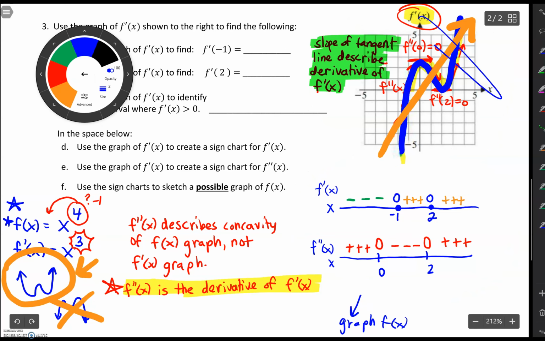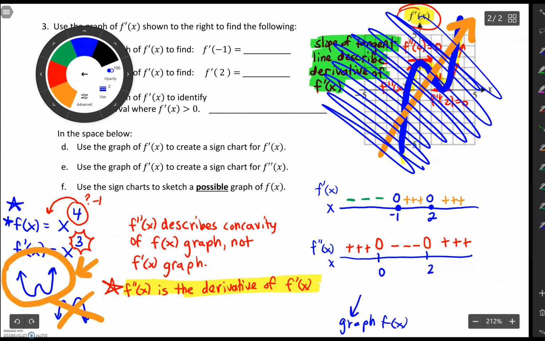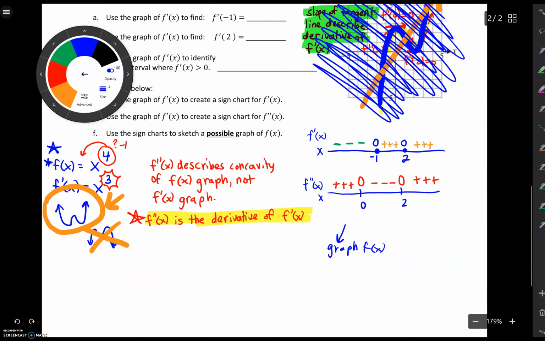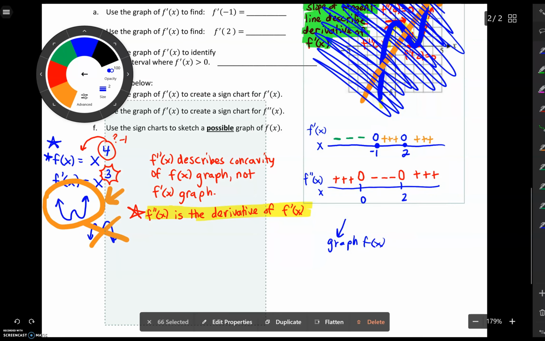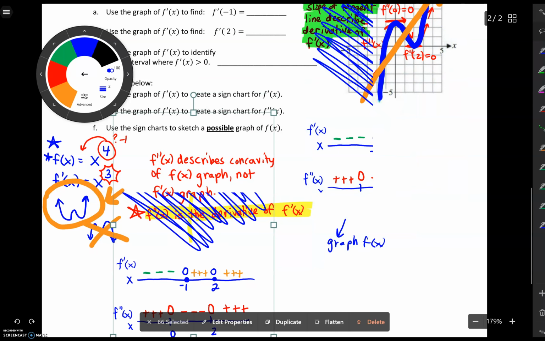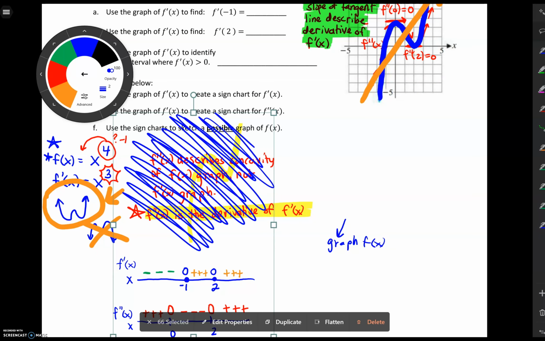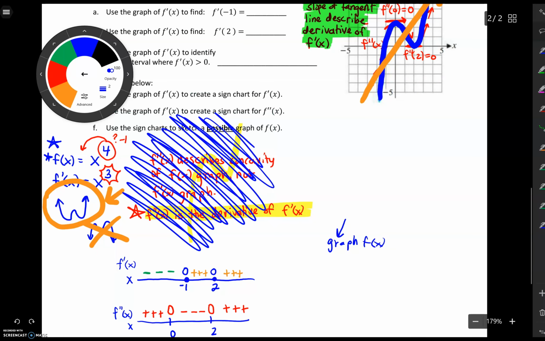Okay, so now I'm going to ignore this graph. I'm not going to look at it because it might confuse me. I'm just going to lasso these sign charts right here and move them down this way, and we'll use them to graph our function, f of x. Okay, so let's do that.